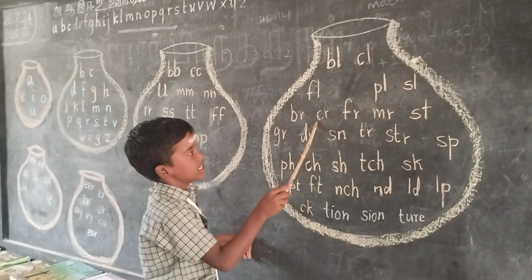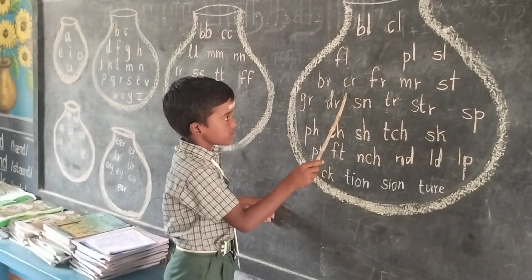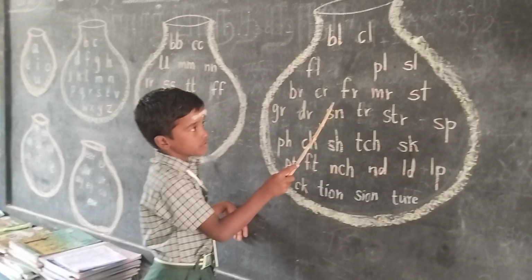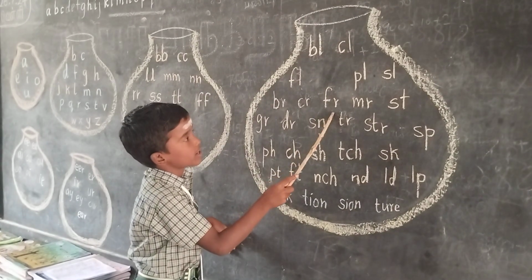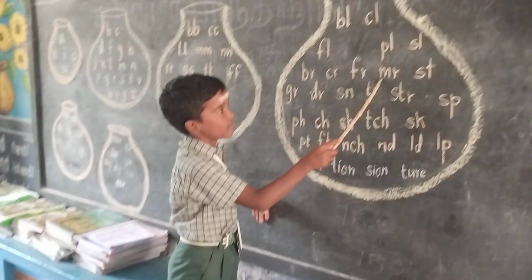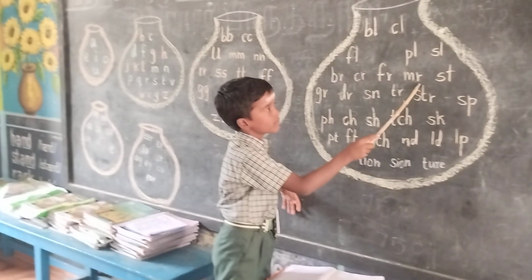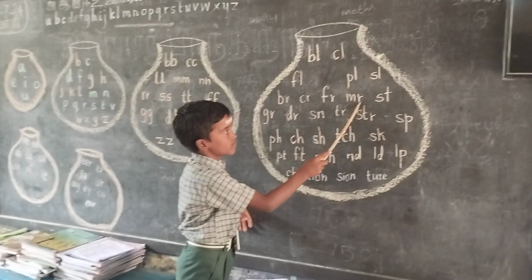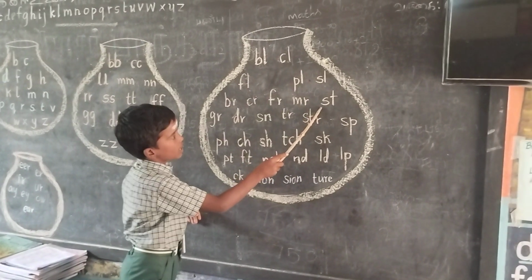The combination of letters CR as a sound "cr": throw. For example, frog. The combination of letters FR as a sound: frog. The combination of letters M, milk, as a sound: milk. For example, miracle.